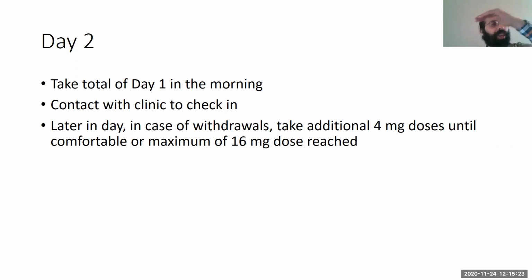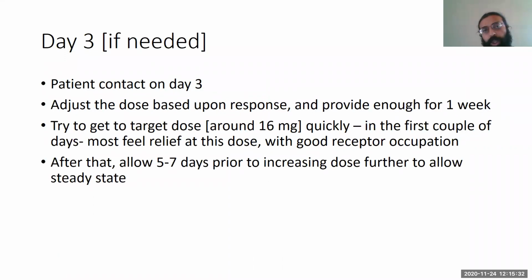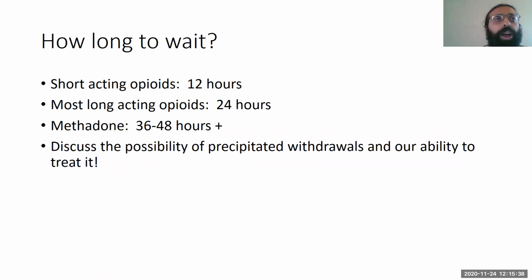So you can see that if we use that target dose of 16 for most patients when they're starting out, we can get patients there within the first couple of days. If you need it, you can stretch it out to day 3. But in general, in a couple of days, we can carry out a home induction. These are just some magic numbers, so to speak, for reference. If someone's been using short-acting opioids, we tell them to wait at least 12 hours before starting the medicine. If they've been taking long-acting opioids, we tell them to wait at least 24 hours.